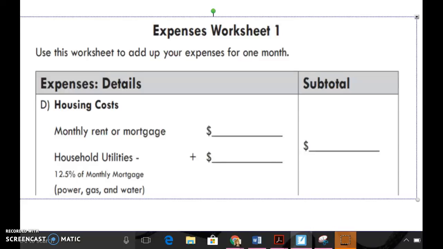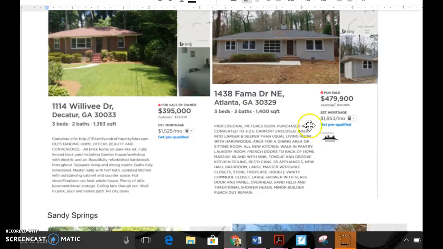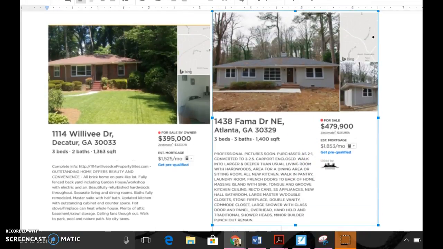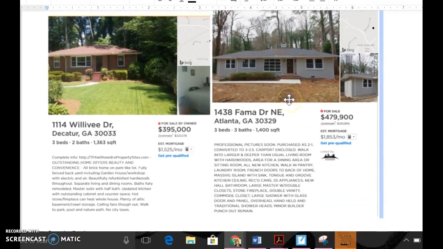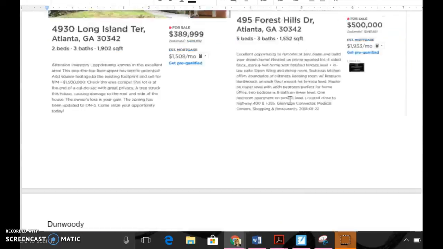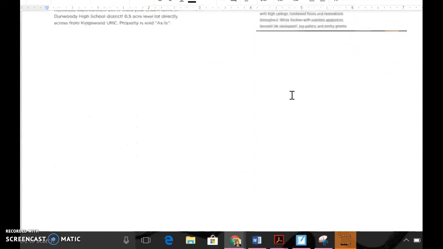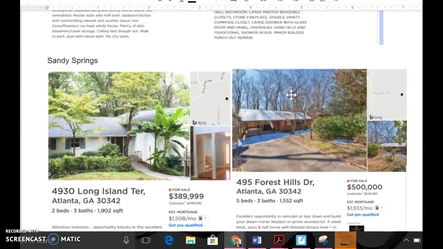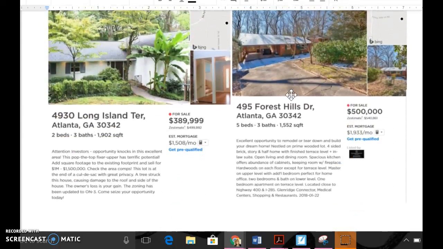Now let's look at the first part of your expense worksheet, which is the housing cost. You were given sheets by Ms. Sears to put into your folder with all of your housing options. So you were to go through, decide if you wanted to live in Toco Hills, Dunwoody, what area of town you wanted to live in, and pick a house.